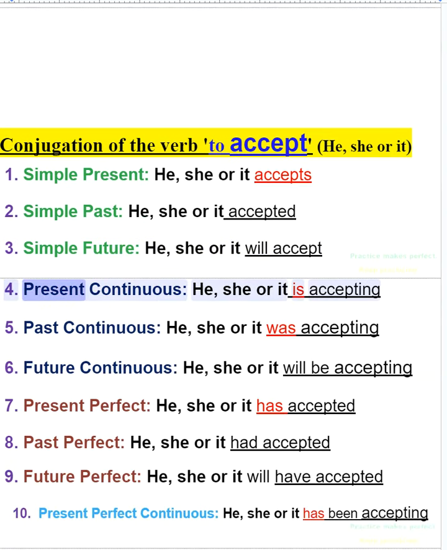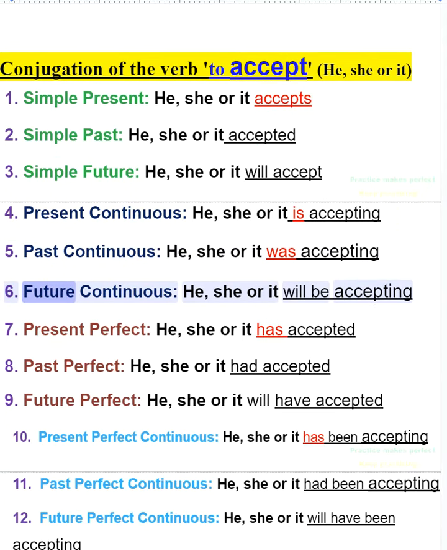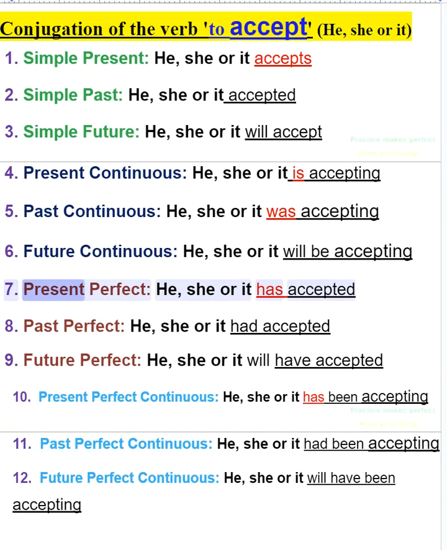4. Present continuous. He, she, or it is accepting. 5. Past continuous. He, she, or it was accepting. 6. Future continuous. He, she, or it will be accepting. 7. Present perfect. He, she, or it has accepted.